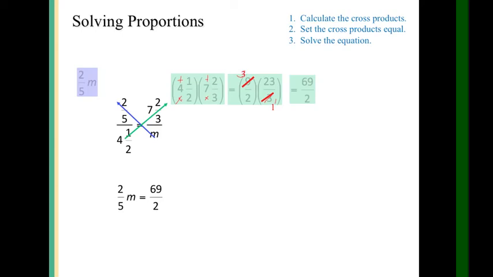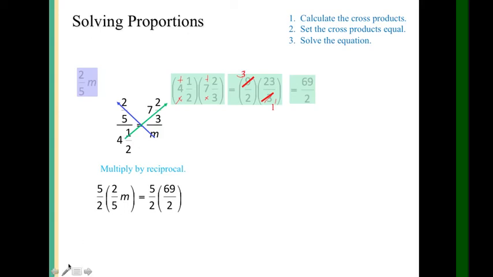So, we have 2 over 5m equals 69 over 2. Using the multiplication property of equality, we will get the reciprocal of 2 over 5, and the answer is 5 over 2. Times 5 over 2. So, both sides, lalagyan natin ng 5 over 2.